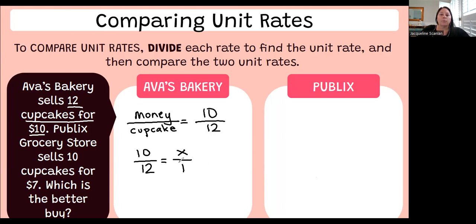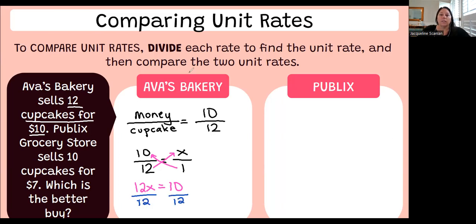Now that I've got that proportion set up, I can use cross products. I can multiply 12 times x and get 12x. Then I can multiply 1 times 10 and I get 10. I'm going to set these equal to each other. Now I need to solve this equation. Remember, I'm trying to get the x by itself, so I'm trying to get rid of the 12. I'm going to divide both sides by 12.